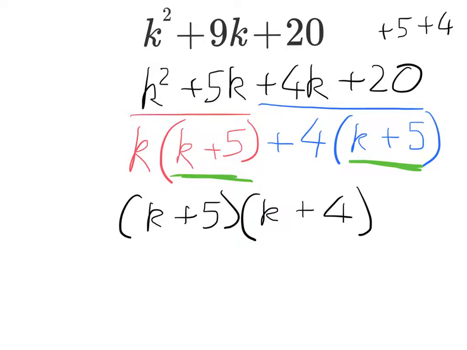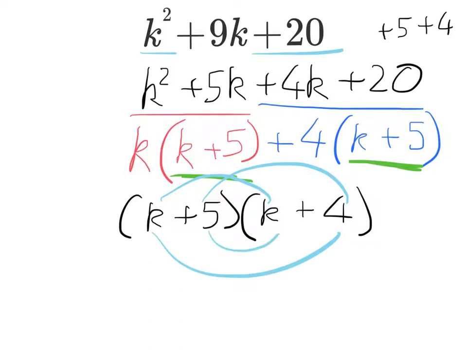Quick check. So you should be doing this mentally whenever you factorise something. K times k would give me k squared. Positive 5, positive 4 gives me positive 20. That would multiply to give me 4k. That would multiply to give me 5k, which adds up to give me that. So we can see we've factorised that completely.